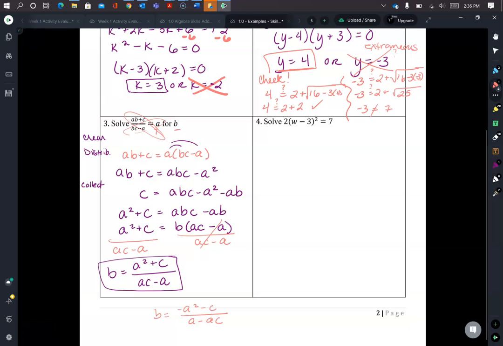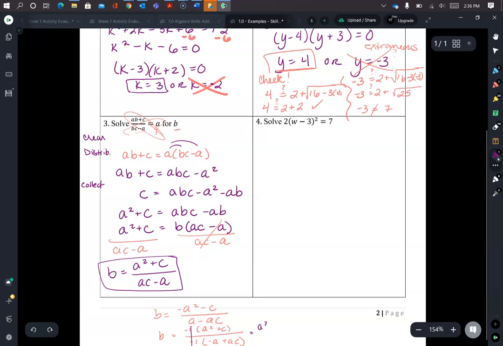But what you can do is just factor out a -1 here, and I have -1 times (a squared + c) in the numerator, and then -1 times (-a + ac), and then these would reduce to 1, and you would end up with the same thing I have, a squared + c, and -a + ac is the same as ac - a. So see how it's the same, it matches.